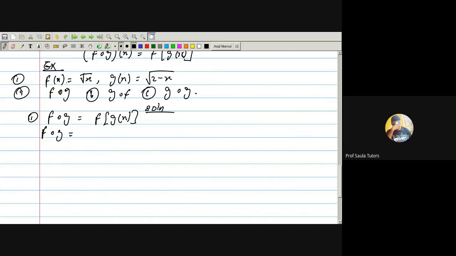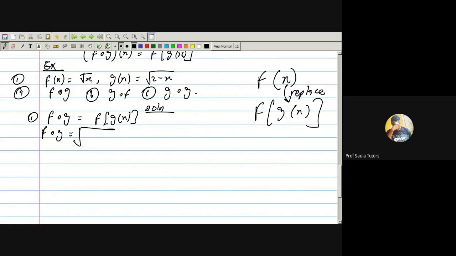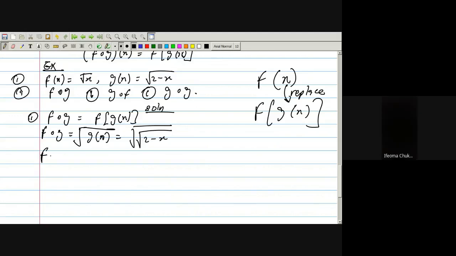My f of x is square root of x. But instead of me writing x, what I have initially is f of x. Now they ask me to find f of g of x. There's no problem. This means replace x with g of x. Whenever you have x, just replace it with g of x. And what does that mean? Square root of what? Square root of 2 minus x. Do you see that? Do you understand this part? Yes, I get it very well. Exactly. And that's 2 minus x, raised to the power 1 over 4.